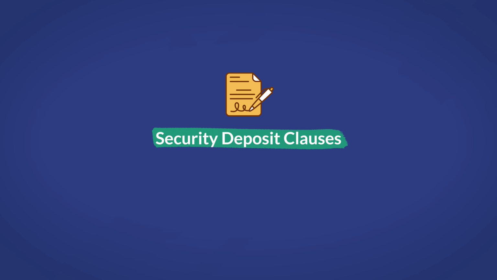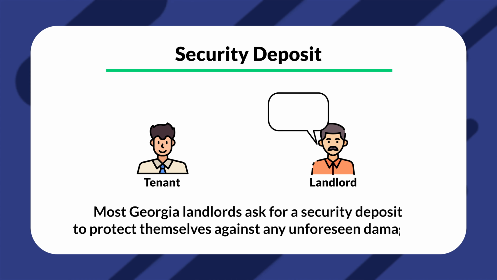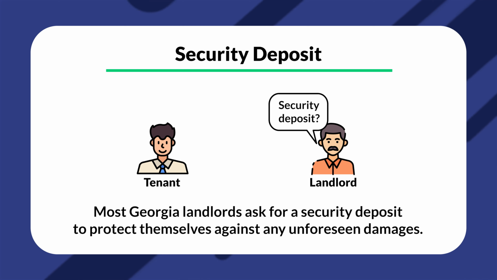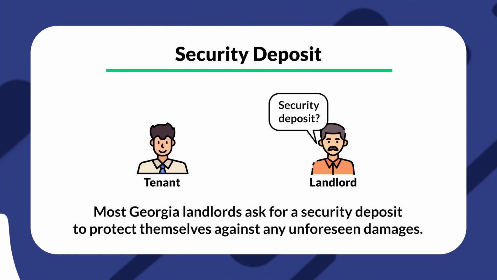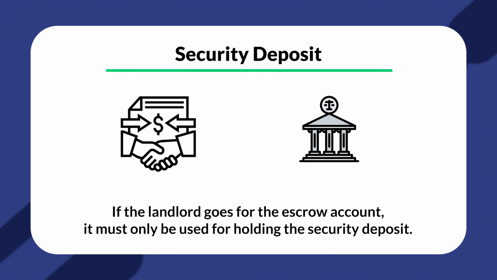Security deposit clauses. Landlord-tenant laws in Georgia don't specify any legal requirements for security deposits. However, most Georgia landlords ask for a security deposit to protect themselves against any unforeseen damages. A landlord may hold the security deposit in an escrow account or a surety bond. If the landlord goes for the former, the escrow account must only be used for holding the security deposit.